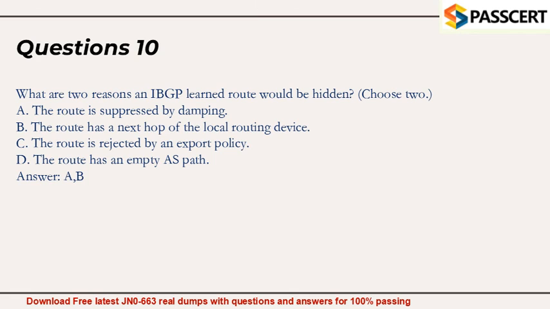Question 10. What are two reasons an IBGP learned route would be hidden? Choose 2. A. The route is suppressed by damping. B. The route has a next hop of the local routing device. C. The route is rejected by an export policy. D. The route has an empty AS path. Answer: A, B.